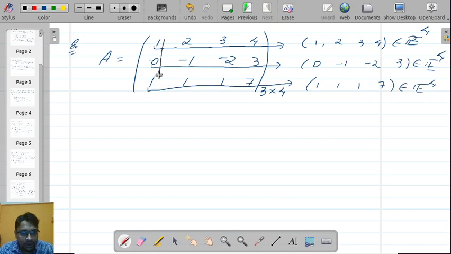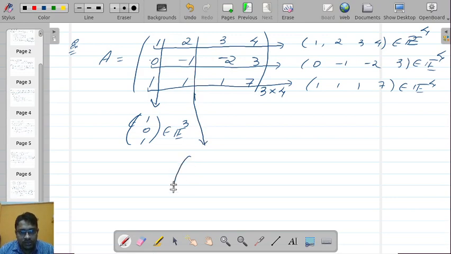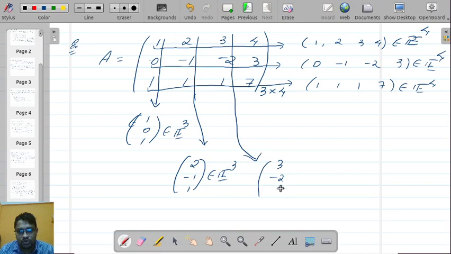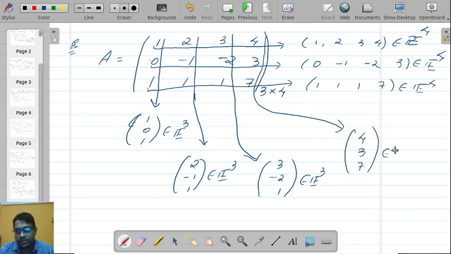If you look at the columns, this column 1 0 1 is a vector in E to the power 3, because there are 3 coordinates here. The second column, 2 minus 1 1, is also a vector in E to the power 3. The third one, 3 minus 2 1, is a vector in E to the power 3. The fourth one, 4 3 7, is a vector in E to the power 3.